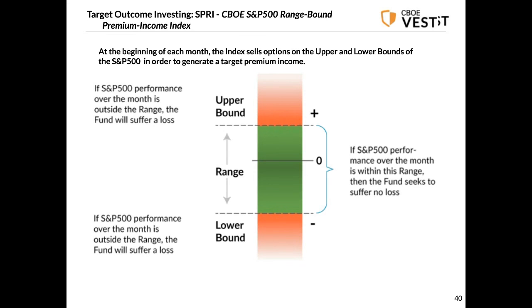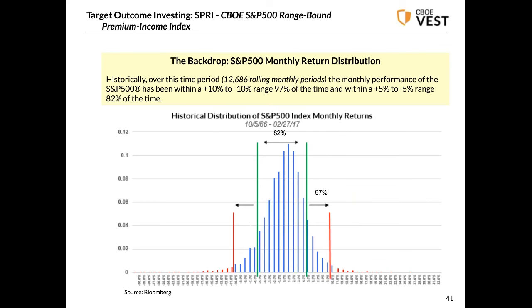So let's go back to looking at the S&P return distribution and see what the likelihood might be of earning that income that we're targeting versus experiencing losses outside the range, because this is kind of the way to think about the cost and benefit of an income-based strategy with options. So we're going to use an example, as this index does, of selling puts and calls every month outside of a range.